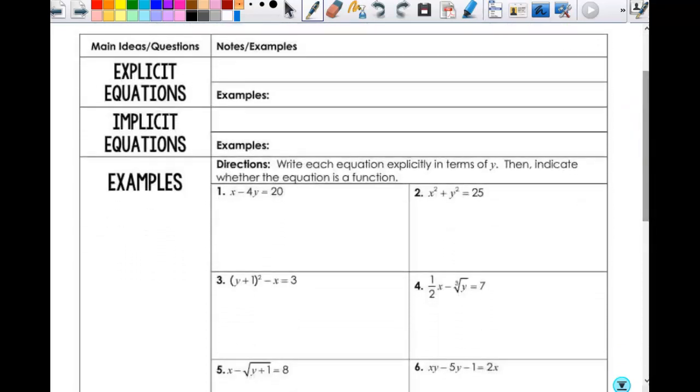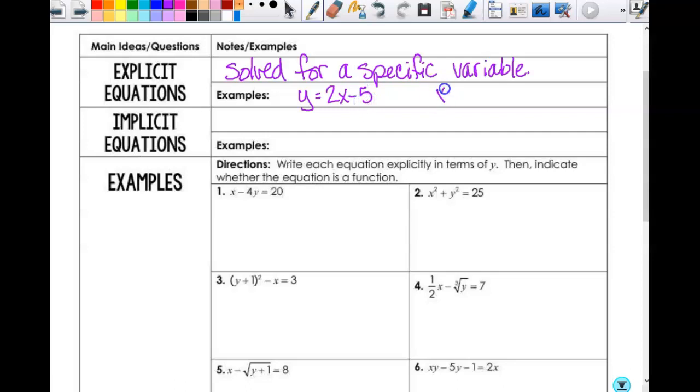So we have explicit equations and implicit equations. And again, hearing that vocabulary and knowing it is important. I'm not going to give you a vocabulary quiz, but you can't think that you've never heard this stuff before. So explicit equations are solved for a specific variable. Doesn't matter which variable it is, but it's solved for a variable. You have like y equals 2x minus 5, or it could be x equals 3y squared plus 4, or whatever. Okay, so each one of those is solved for a variable.